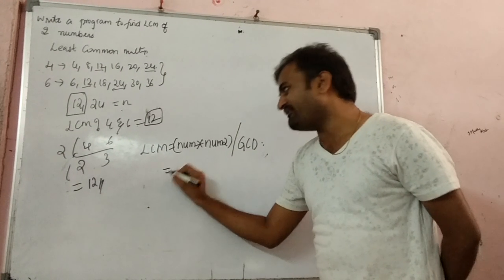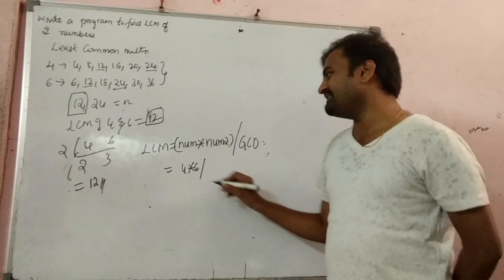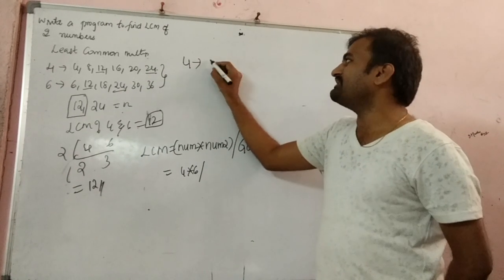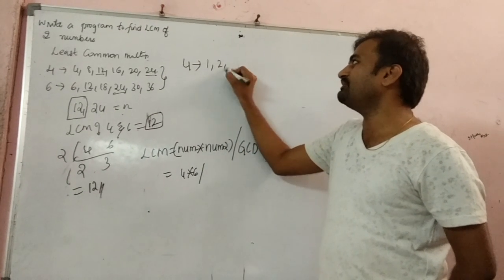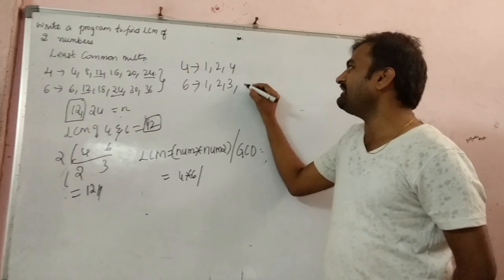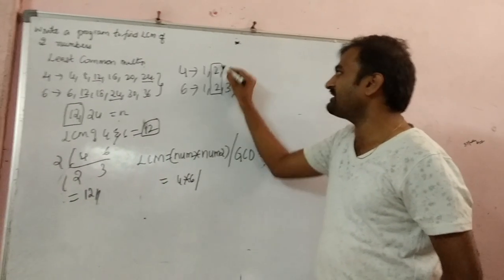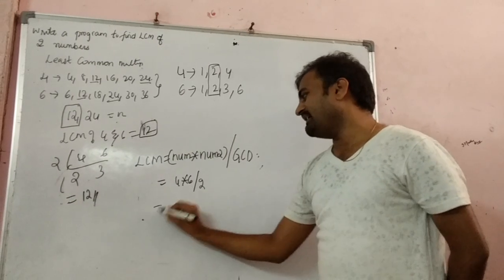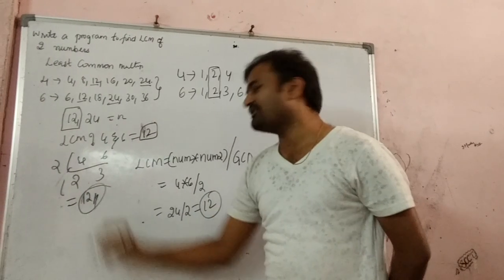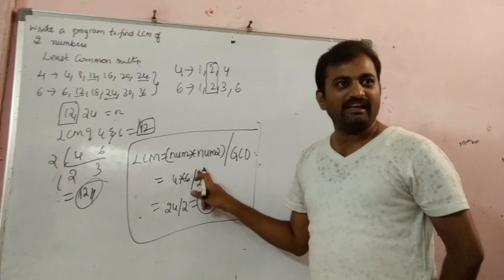So for example, if I take the same example, 4 and 6: 4 into 6 by GCD of 4 and 6. How to find the GCD? GCD is the greatest common divisor. The factors of 4 are 1, 2, 4 and the factors of 6 are 1, 2, 3 and 6. So the greatest common divisor for 4 and 6 is 2. So it is 24 by 2. The answer is 12, and here also 12. So this formula is perfect for finding the LCM.